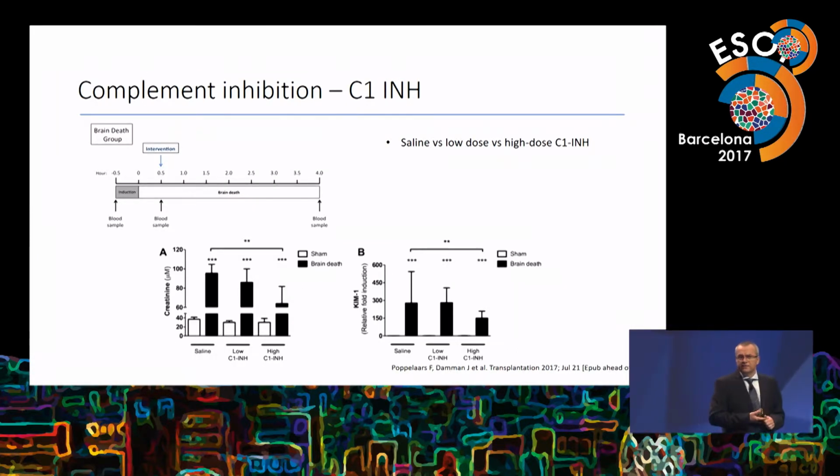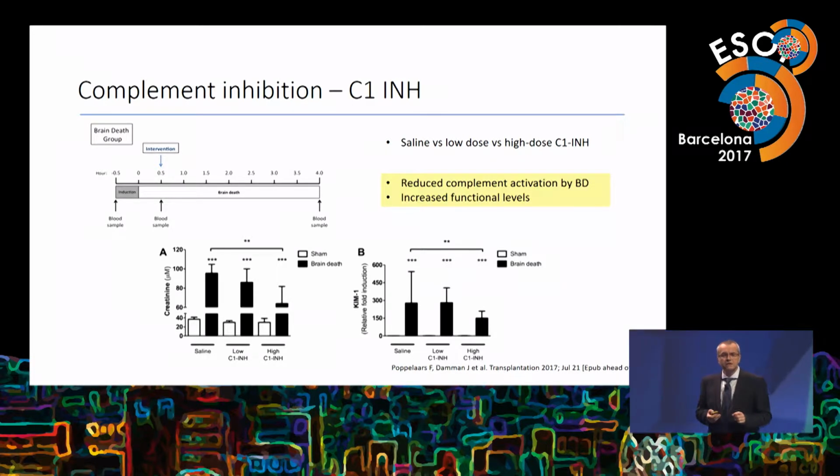Brain stem death affects complement activation. And in fact, complement inhibitors are currently in trials in the recipient, but this study looked at a much earlier administration. So several doses of complement 1 inhibitor were administered within half an hour of brain stem death, and the effects were measured 4 hours later. What the authors showed is that there is a dose-dependent effect with a reduction of the complement and an increased functional level demonstrated by a reduction in the creatinine.